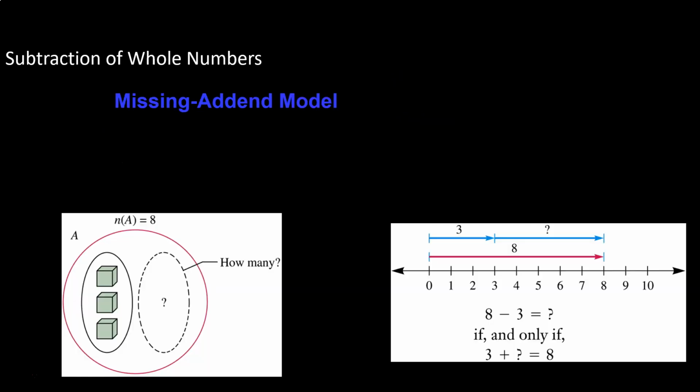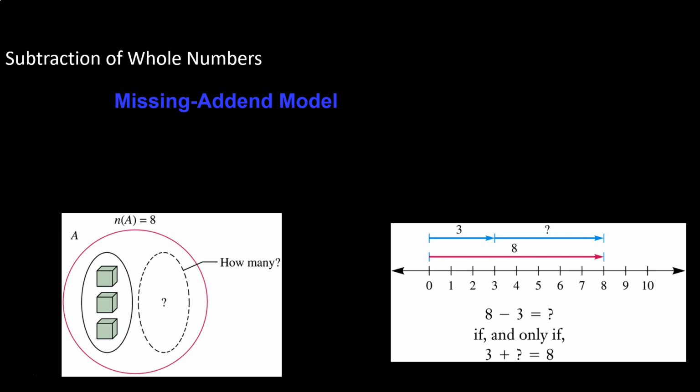We can use the diagram of the blocks on the table, the same takeaway model. We can kind of use that to represent the missing addend model. We can start with the 3 blocks that we have on the table and ask how many more would you need to get to 8. And this is a great transition to using counting up for subtraction.